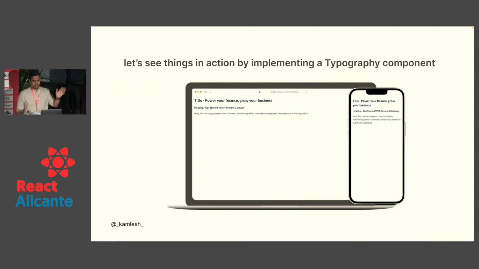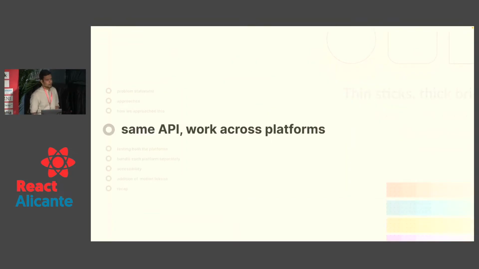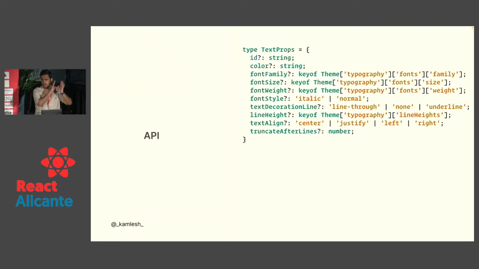Now, let's see things in action by implementing a typography component. I'll try to build a typography text component and we'll see how we approached all these things in different phases. So first thing, same API working across platforms. Let's say we want to build a simple text component, and this is how a basic text component API would look like. You have some basic props: ID, color, font family, font size, font weight, text decoration, line height, text align, and truncate after lines. That's the simple and most basic API.